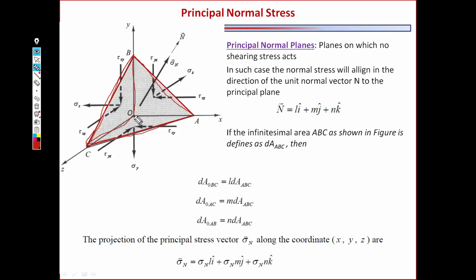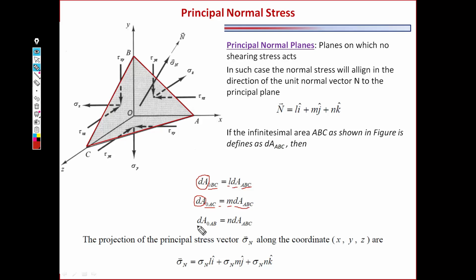So correspondingly we will have three relationships between the triangle ABC and its projections on the different planes. So the first relationship we can have: dA, the small elemental area of OBC, is equal to the direction cosine L multiplied by the elemental area dA of the triangle ABC. The second relationship we can have: the small elemental area dA of OAC is equal to the direction cosine associated with it, M, multiplied by the small elemental area dA of ABC.